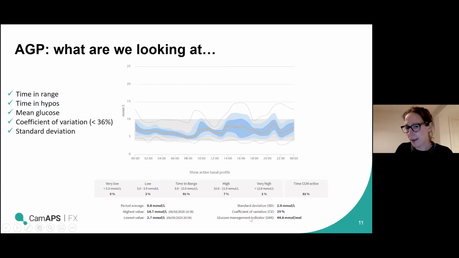The glucose management indicator, or GMI, which often used to be called the estimated HbA1c, just gives a calculation of the HbA1c based on the mean glucose.